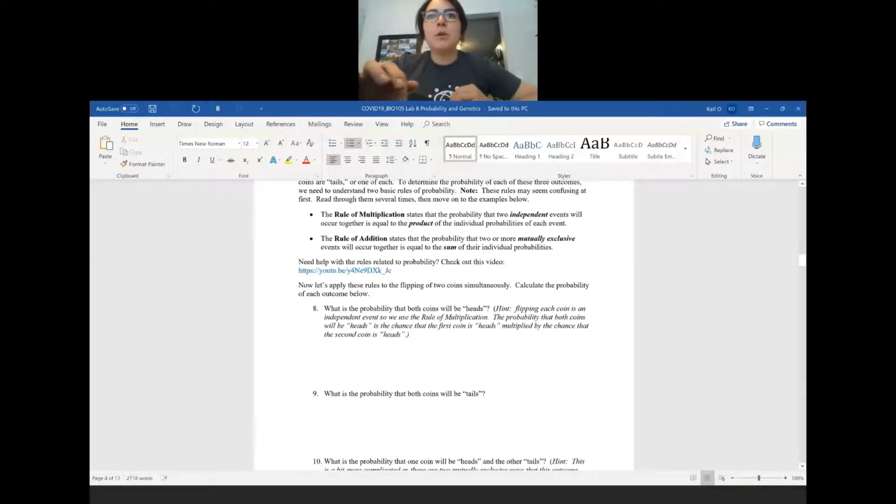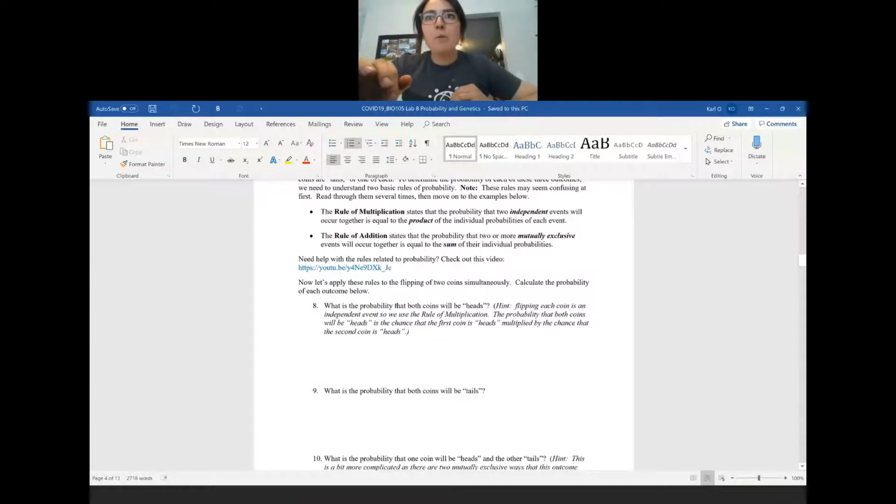Okay? So in question number 8, the probability that if we flip 2 coins, both of them will be heads, we are going to have the probability that coin number 1 is heads and the probability that coin number 2 is heads. So this and that, we're going to multiply those individual probabilities together. So 50% for one coin being heads, 50% for the second coin being heads.